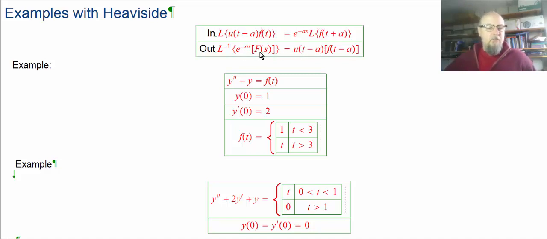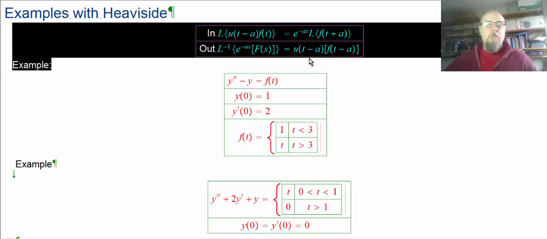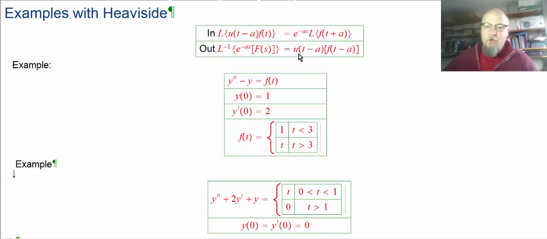We unlaplace, we take the inverse Laplace, the e to the minus as becomes the Heaviside step function, and the function that's turned on, well, capital F of s would normally unlaplace to be little f of t. But we have to do our shifting in the real world in time. And the way to remember this is the argument inside the square bracketed piece, the part that's multiplied by the Heaviside step function, is equal to the argument inside the Heaviside step function. So it's t minus a here, it's t minus a there.